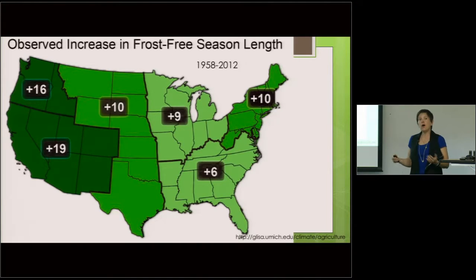So some things are already happening. This is the observed increase in frost-free season. So basically, how long is summer between the last spring frost and the first fall frost. And already between 1958 and 2012, some areas have increased that frost-free season by almost 20 days.